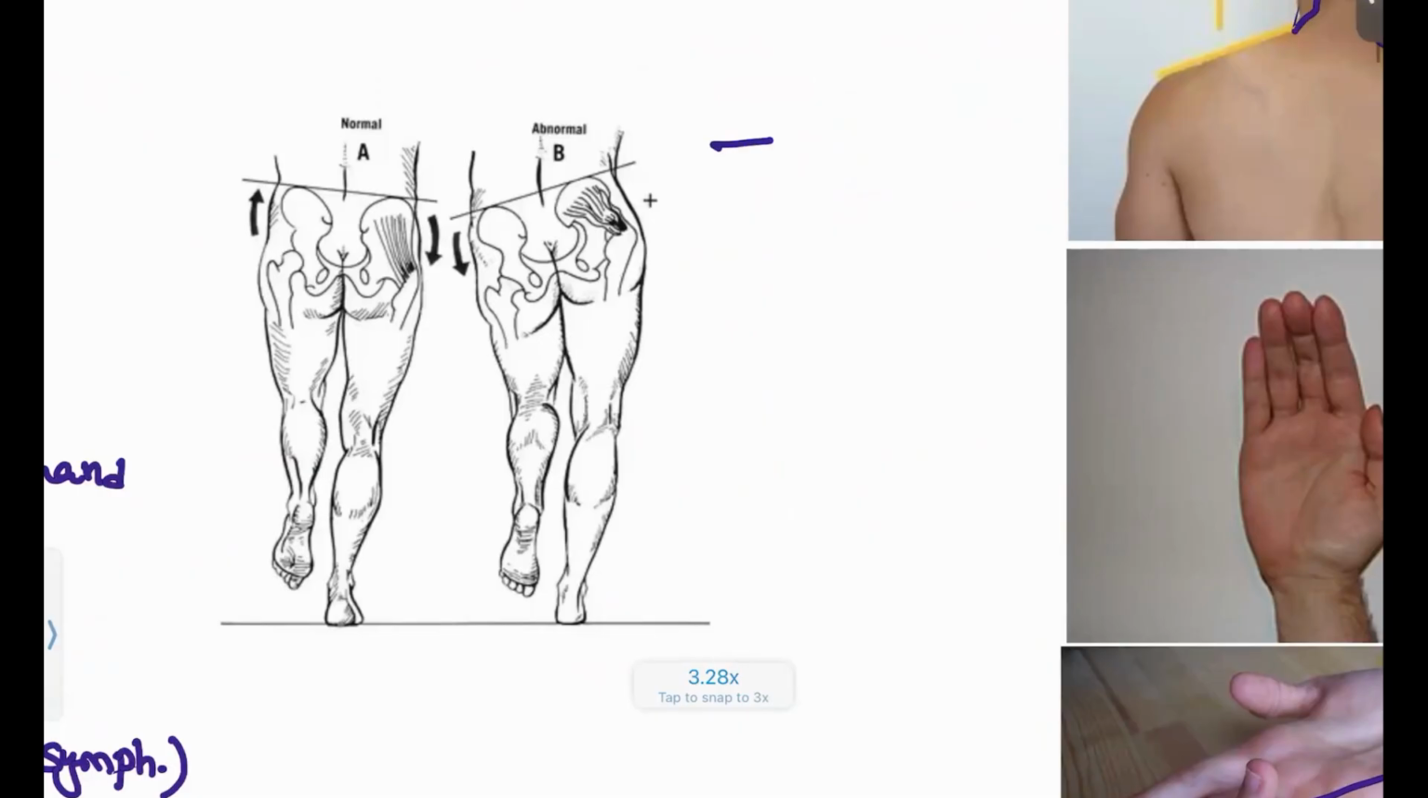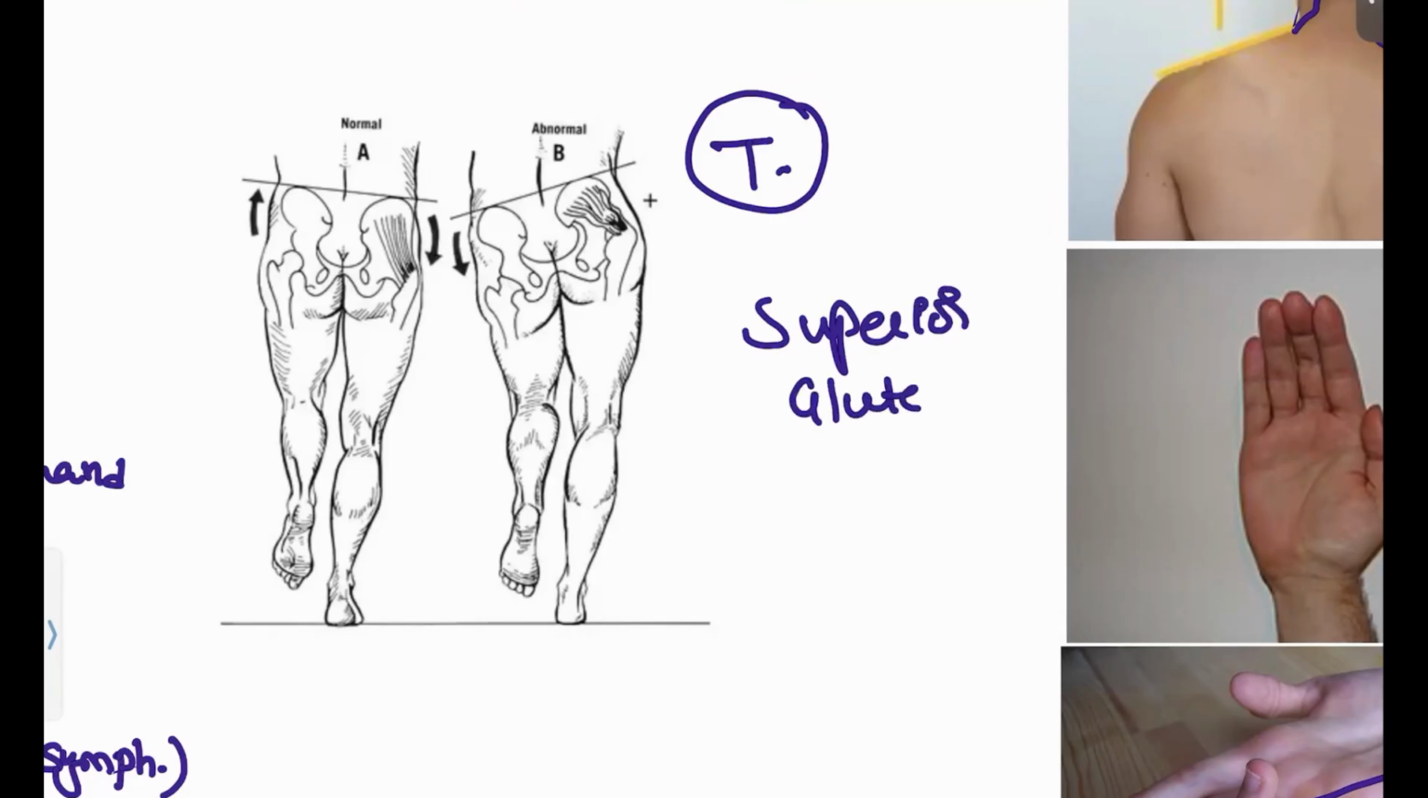Next, here is another question. This is your Trendelenburg test. Trendelenburg is positive in which patient? Usually superior gluteal nerve injury. Okay, superior gluteal nerve injury. What is happening in this patient?